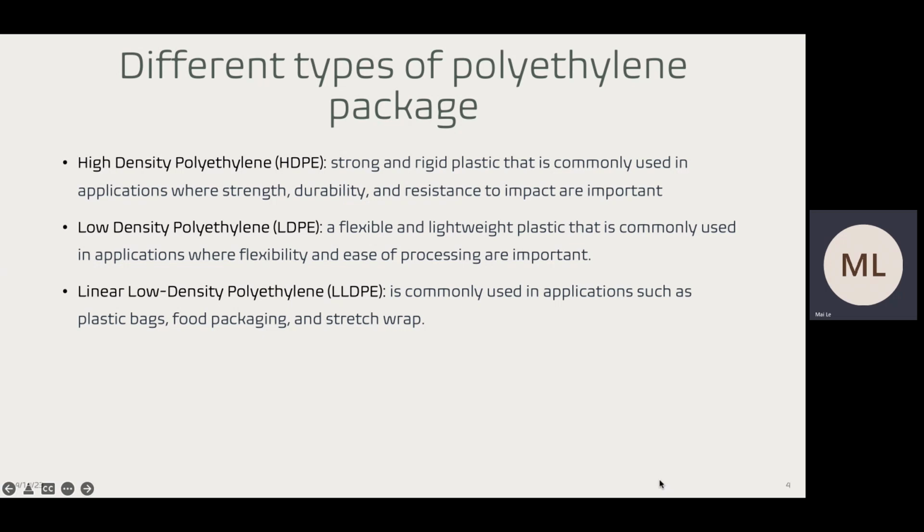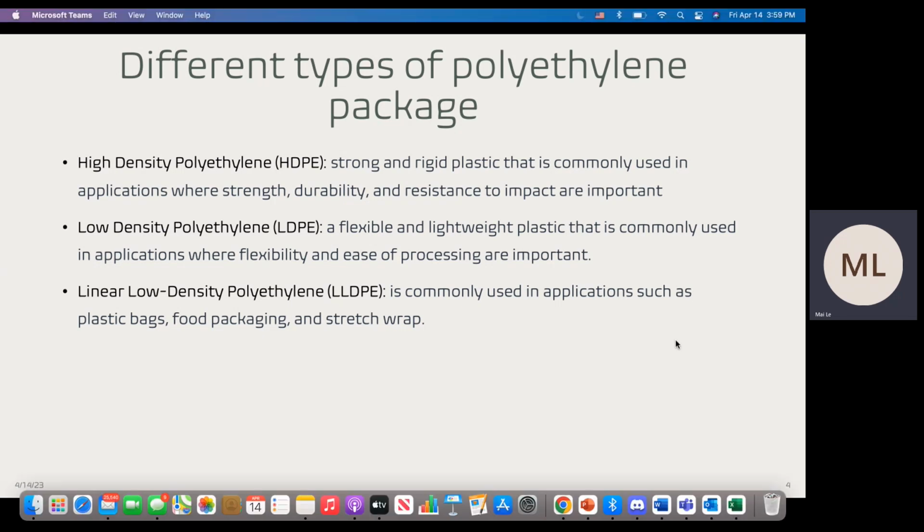The second one, we have low-density polyethylene. It's a flexible and lightweight plastic that is commonly used in applications where flexibility and ease of processing are important. And the last one, we have linear low-density polyethylene. It is commonly used in applications such as plastic bags, food packaging, and stretch wrap.